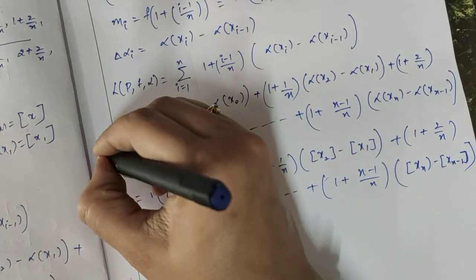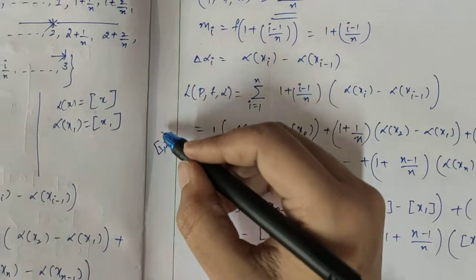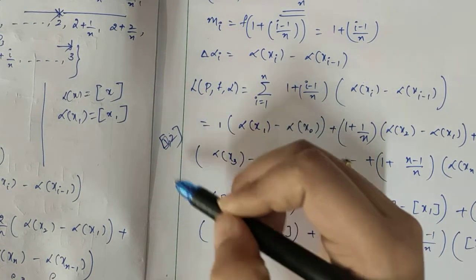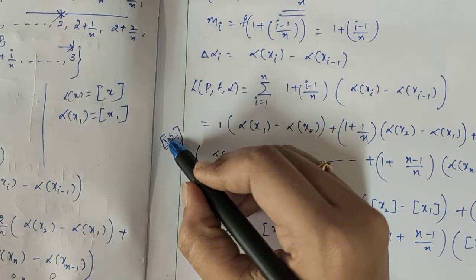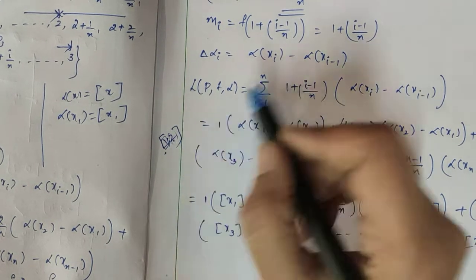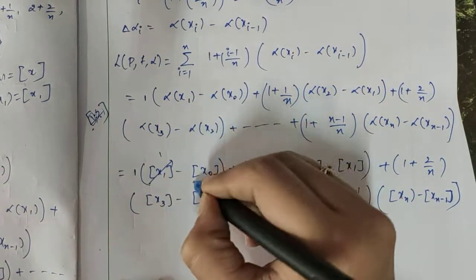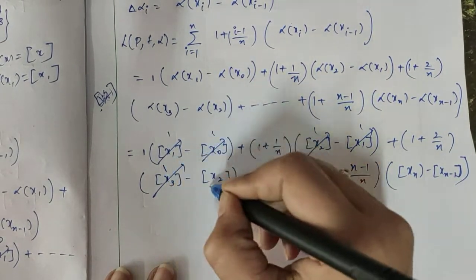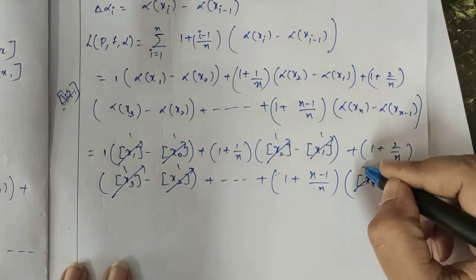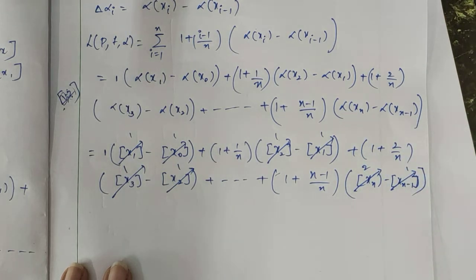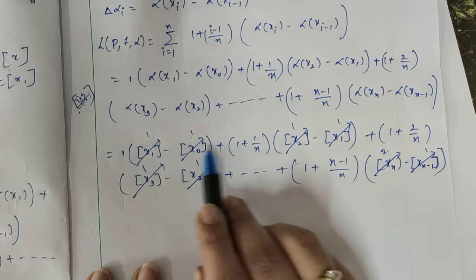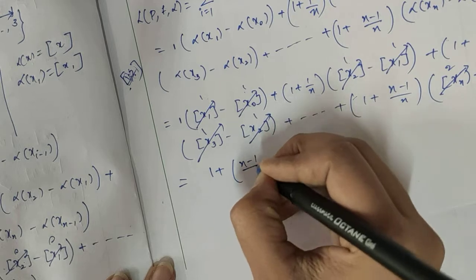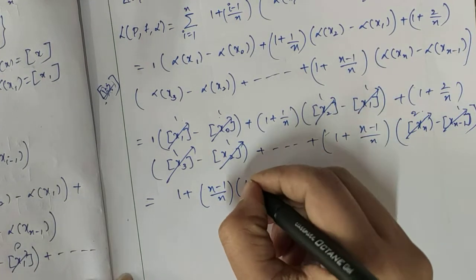Here my interval is 1 comma 2. So all the values till 1.999 you will be getting as 1, then 2. That is, till xn minus 1 it will be 1 and xn will be 2. This is 1, this is 1, this is 1, this is 1, and here it is 1, 1, this is 2 and xn minus 1 is 1. So since 1 minus 1 is 0, all these values will become 0. At last you will be getting 1 plus n minus 1 by n into 2 minus 1, which is 1.